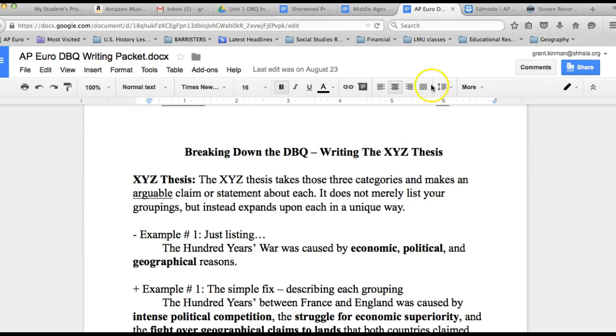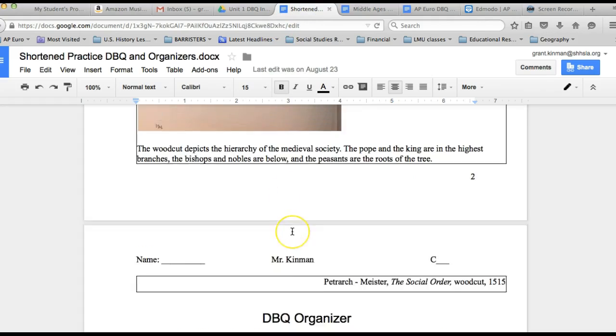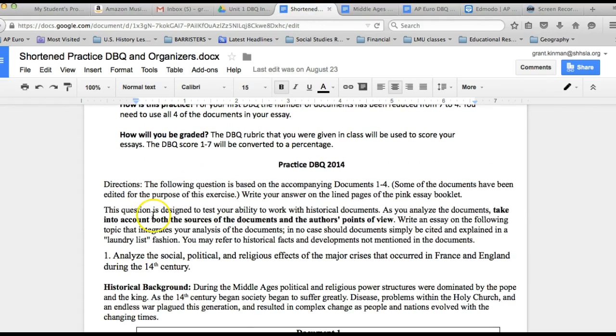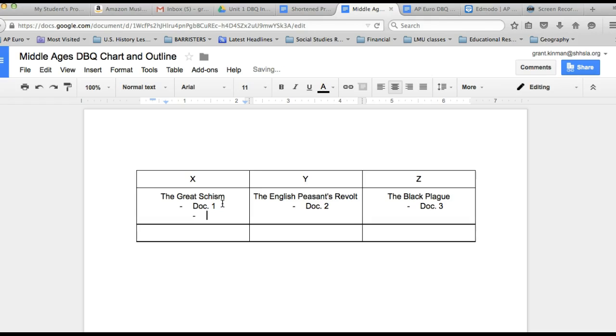So for our question, let's return to our question and our 3 categories. So going back up to the question, analyze the social, political, and religious effects of the major crises that occurred in France and England during the 14th century. So we need to figure out what's social, what's political, and what's religious. So I think it's easiest to just say, alright, I'm going to talk about the Great Schism, because I know that's related to religion. So I'm going to relate that to religion.